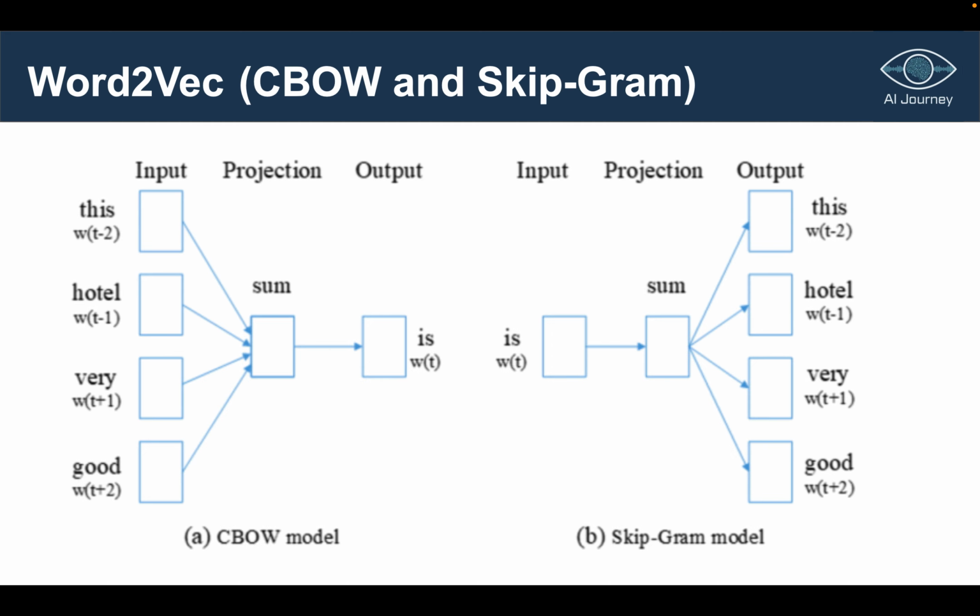We have another variation, which is called skip-gram. Skip-gram inputs the target word and tries to classify the context. This is also a very hard task, but the premise is to learn the embeddings. So we input "is" and try to figure out "this", "hotel", "very", and "good".